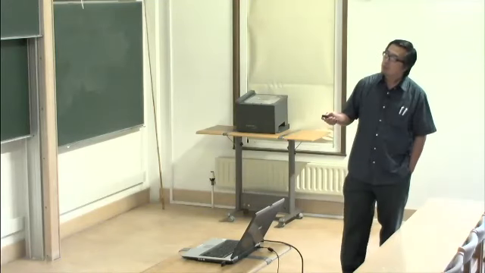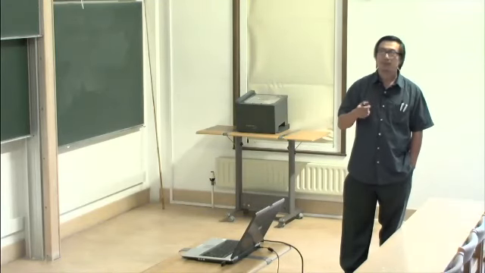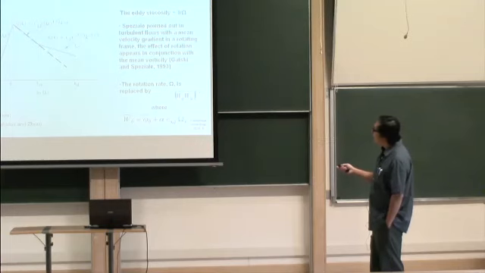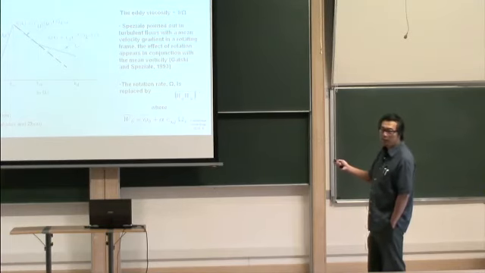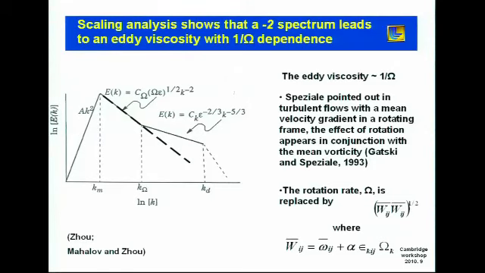into the problem. But here, once we have done the analysis and modified the energy spectrum, then we can easily show that if you have a modified k to the minus 2 spectrum, then you can automatically have an eddy viscosity that has a rotation dependence. And it scales as 1 over omega. So that means if you have a really strong rotation, then eddy viscosity is going to approach 0. So that's a sort of interesting scaling analysis you can easily do.